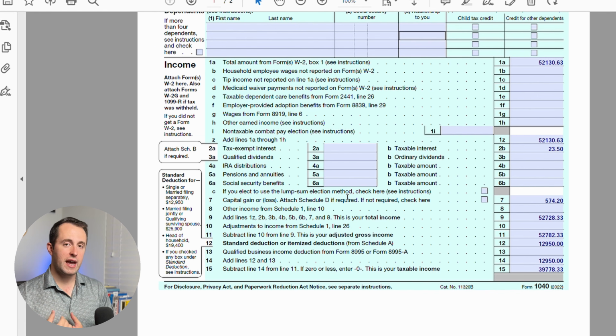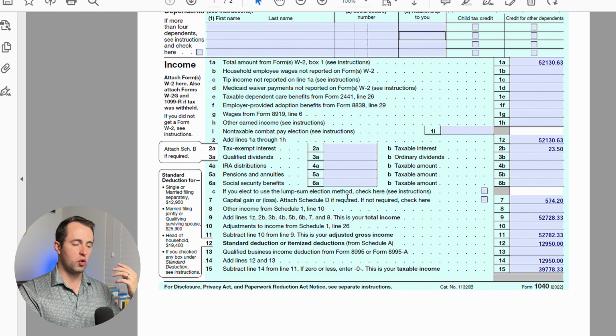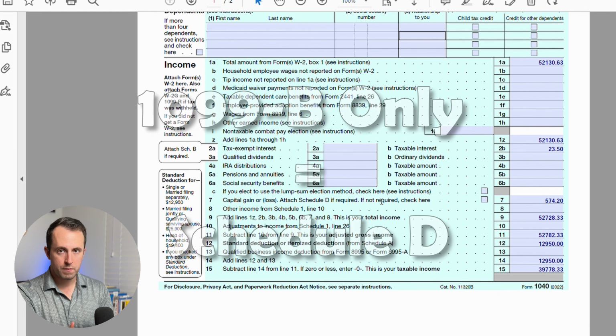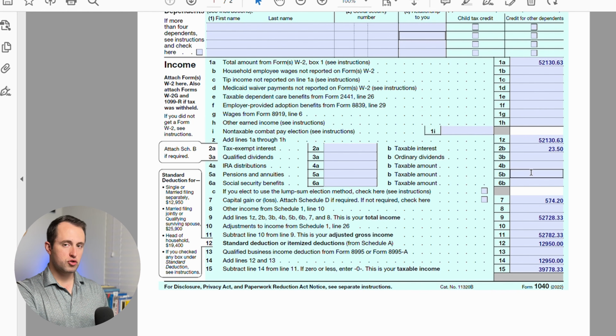So if you receive any sort of 1099B, let's say you're trading stocks or any sort of mutual funds or any sort of ETF in the previous year and you made a profit or a loss on it, if you're only getting your capital gain or loss from that 1099B, all you have to do is attach Schedule D, and the 8949 is not going to be required. For this situation, John did some trading over the past year and he made $574.20.